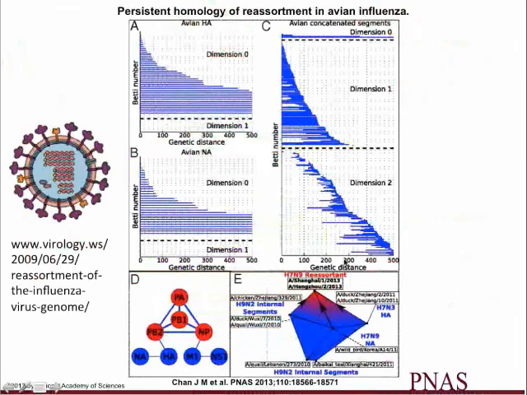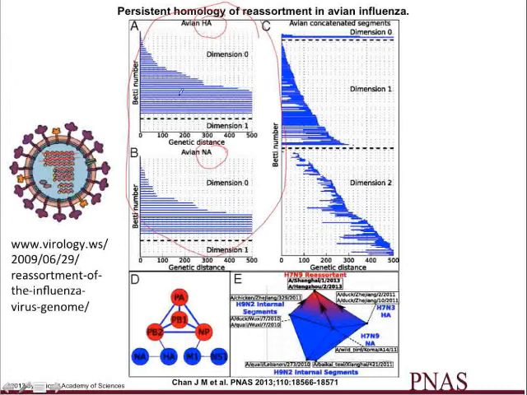But if you take a look at the HA, or if you take a look at the NA, we only have 0-dimensional homology. So there's no recombination between any of the HAs, or if we look at NA separately, there's no recombination between any of the NA genes.